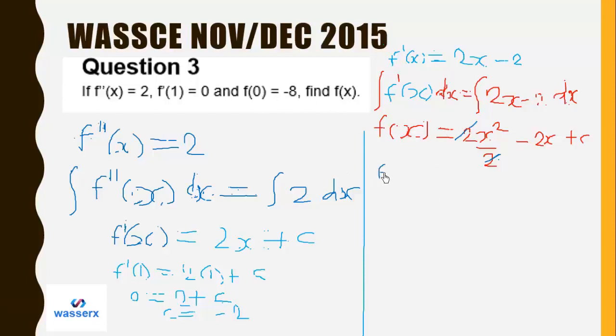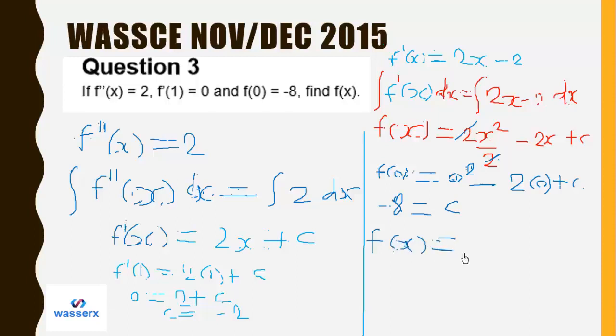So we sub in these values: f of 0 equals negative 8. So f of 0 is equal to 0 squared minus 2 times 0 plus c. We know that f of 0 is equal to negative 8, so we have negative 8 is equal to c. So our c equals negative 8. We plug this value of c into this function to obtain f of x equal to x squared minus 2x plus negative 8. So that is the function.